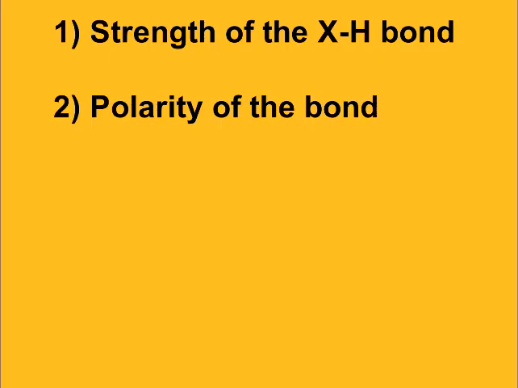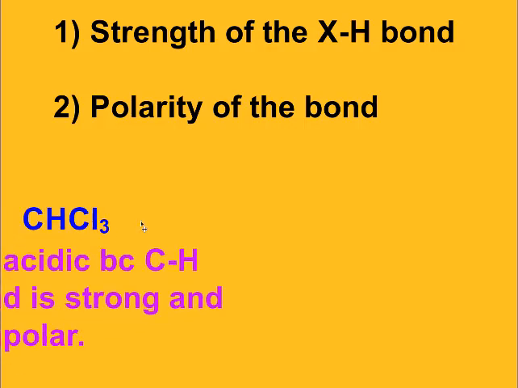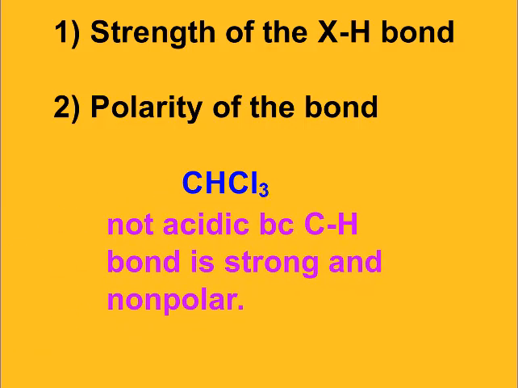Acid strength depends on two things: the strength of the X-H bond and the polarity of the bond. So CHCl3, although it has hydrogen in it, is not acidic because the C-H bond is a very strong bond. The stronger the bond, the weaker the acid is going to be, because we want to sever this H-X bond. It's also nonpolar, which means the electrons are not going to be pulled, weakening that bond. So again, it has to do with the strength of our bond and polarity.